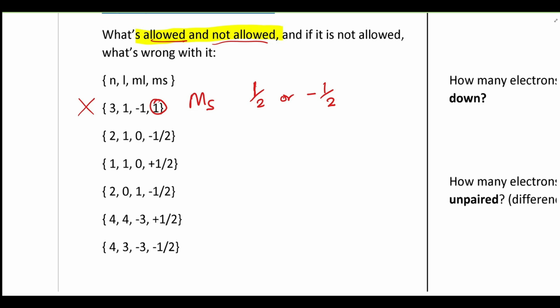Well, actually, let's do some process of elimination. MS can only be positive 1/2 or -1/2. So you can see that for the rest of them, it should be all right, right? So MS will not be an issue with the rest of these things. The next one is wrong? Why? ML value? What's wrong with the ML value? Not quite. The ML value could go from -L to +L. So in this case, L is equal to 1. So it could go from -1, 0, and +1. So in this case, it's actually okay.